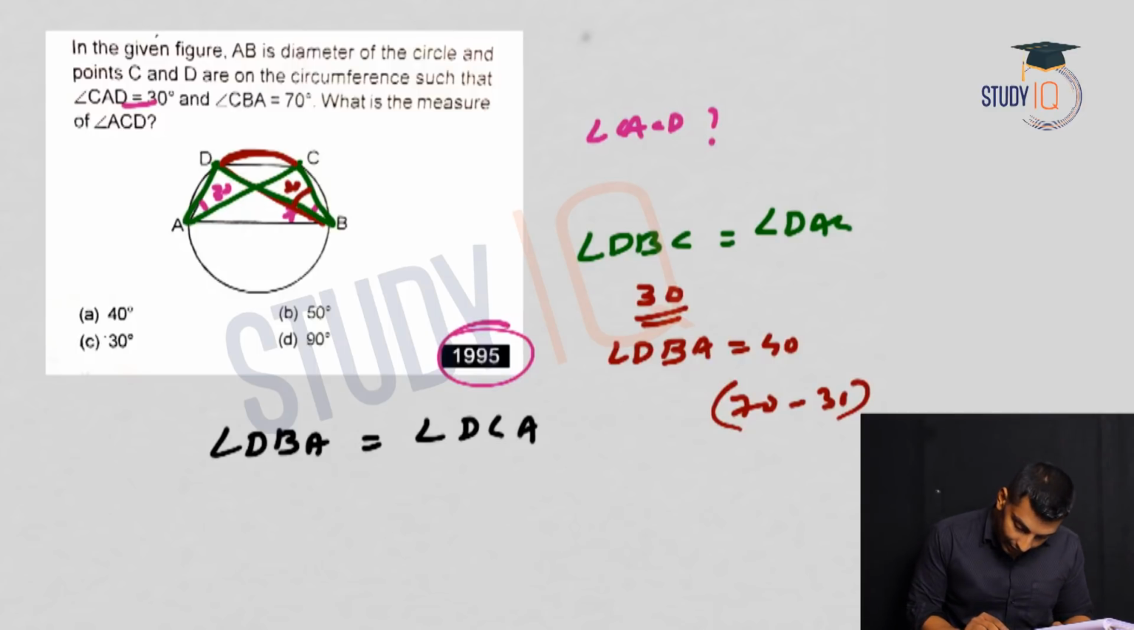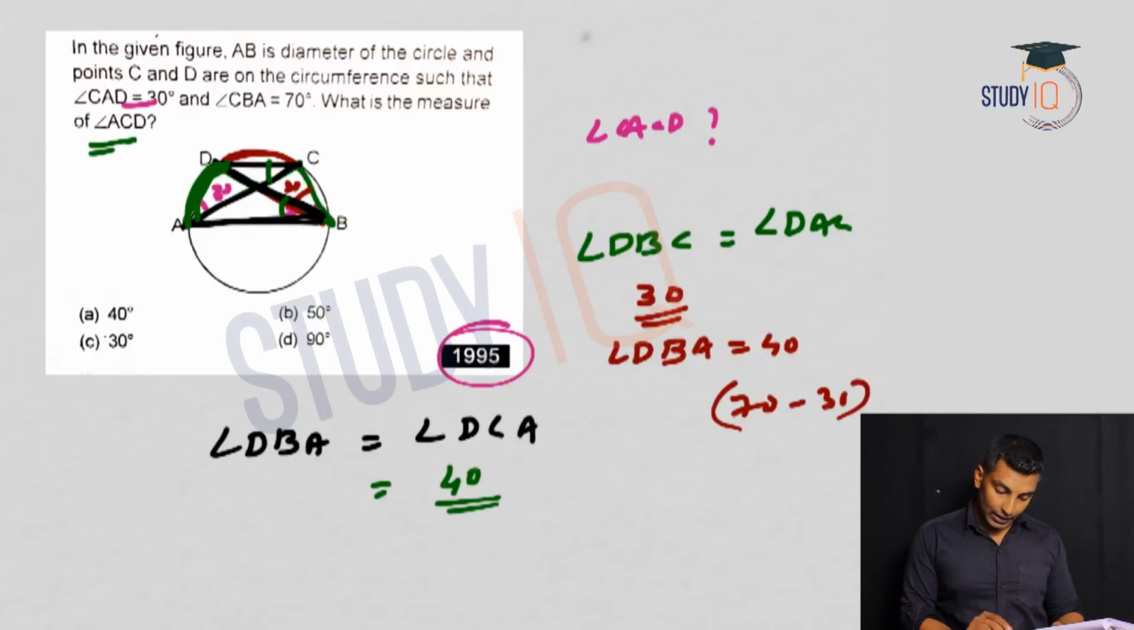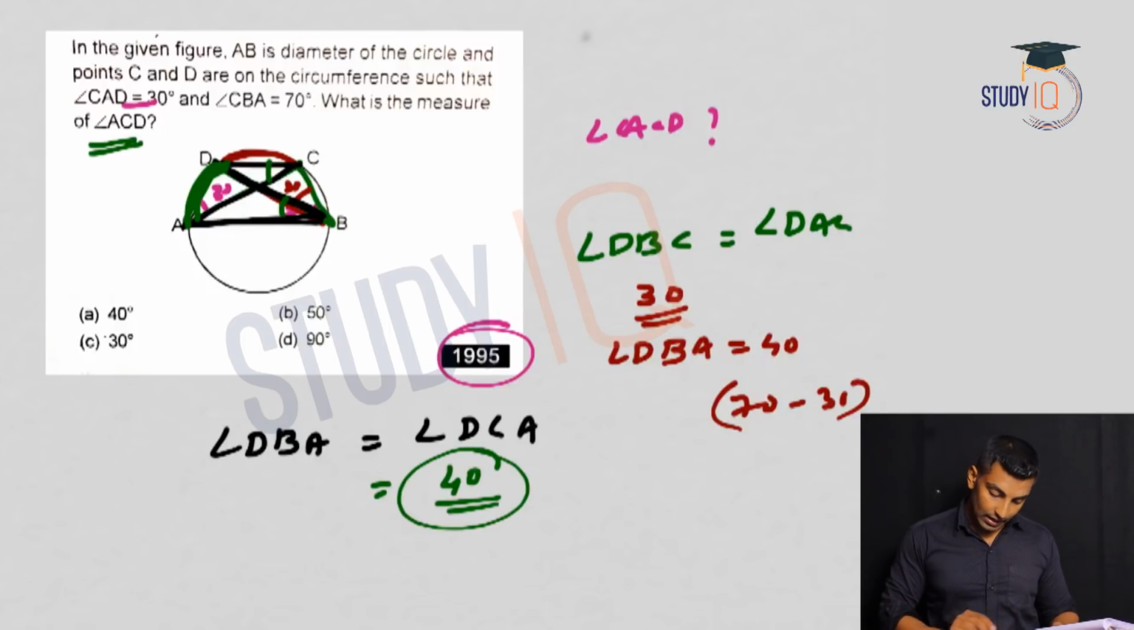Now the other point that you can see here is angle DBA is equal to angle DCA. See angle DBA, this angle, and you see here this angle, both are coming from this arc, right? So angle DBA and angle DCA will be equal, and we know DBA is 40, so angle DCA is equal to 40, and that's what was actually asked, angle ACD. So what is your answer? 40 is your answer.